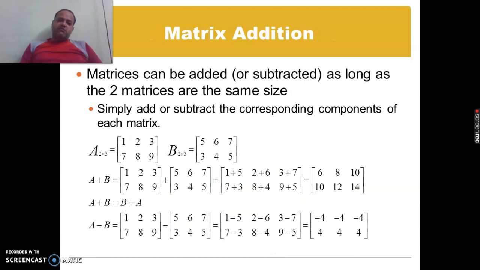Okay, so matrix addition. Matrix addition always happens for two matrices of the same size. It is a must condition for the addition of matrices. Here we see that these A and B matrices are of the same size, so we can add the corresponding elements. So 1 is added to 5, 2 is added to 6, 3 is added to 7, and so on, continuing in this way. In the same way we can also do subtraction of matrices.